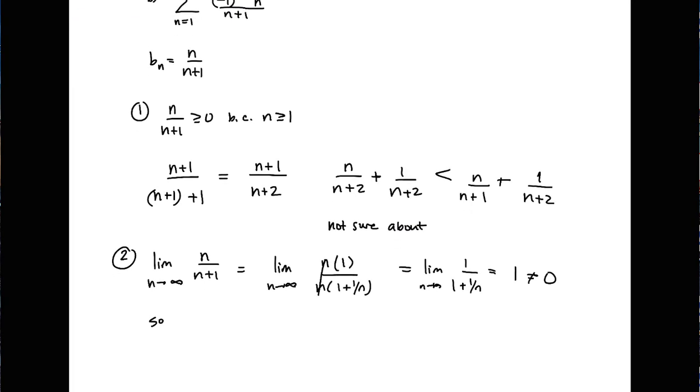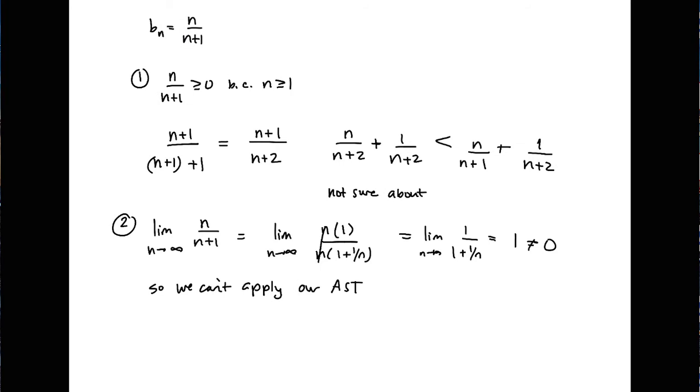So we can't conclude, basically we can't apply our alternating series test. So it's okay if we didn't figure out criteria 1, because we already could tell that we didn't satisfy criteria 2.